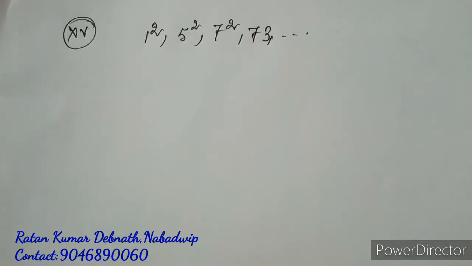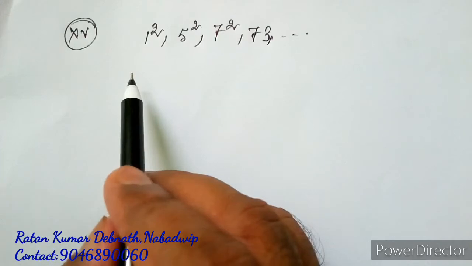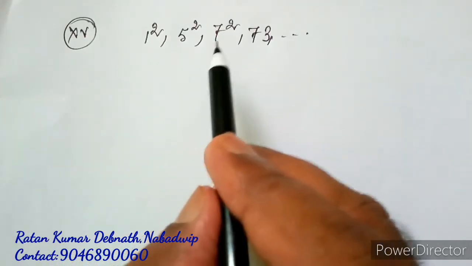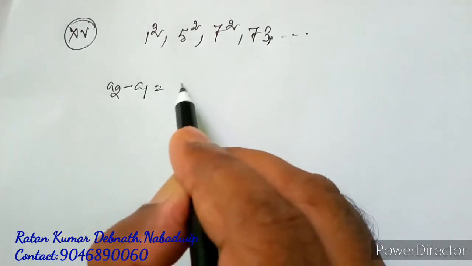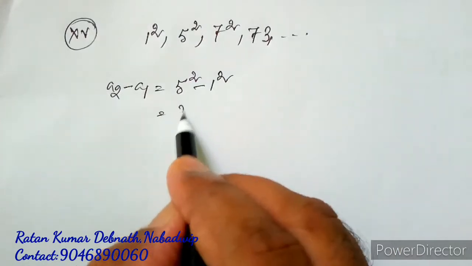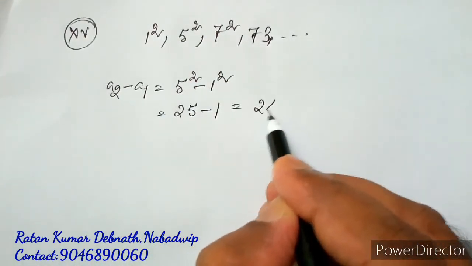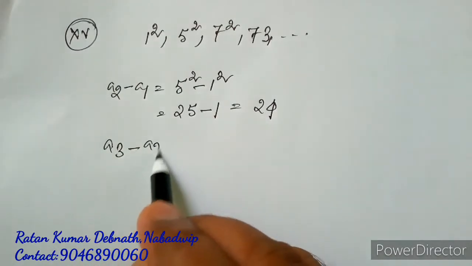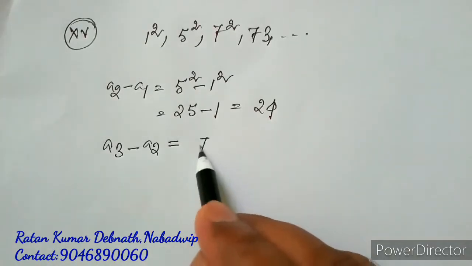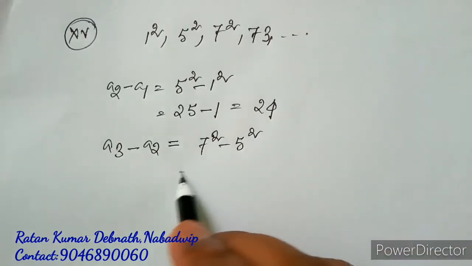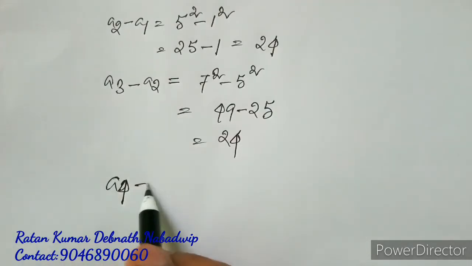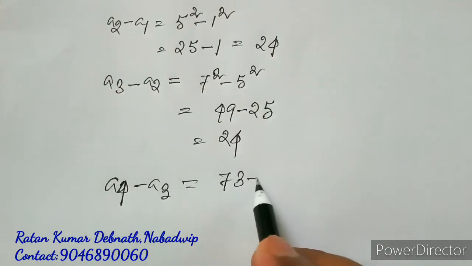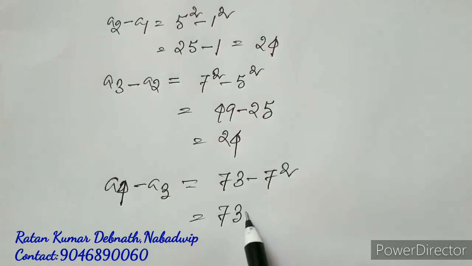That is question number 15 of 4. The numbers given here: 1 square, 5 square, 7 square, 73, etc. Now a2 minus a1 equal to 5 square minus 1 square, 25 minus 1 results in 24. a3 minus a2, that is third term minus second term, 7 square minus 5 square, 49 minus 25 equal to 24. a4 minus a3 equal to 73 minus 7 square, 73 minus 49 results in 24.